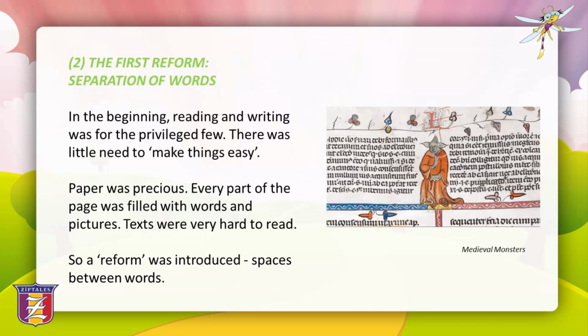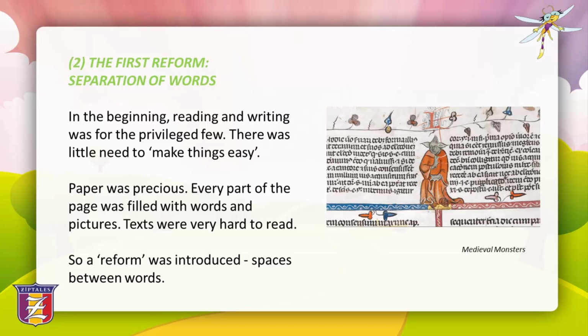Number 2, the first reform, separation of words. In the beginning, reading and writing was for the privileged few, aristocrats, monks, and the like. It was a highly specialised skill requiring years of training. The idea of everyone being able to read would have been considered silly, so there was little need to make things easy. Paper, or more exactly vellum, parchment, was precious and scarce.